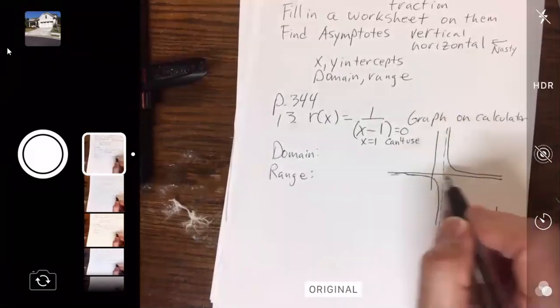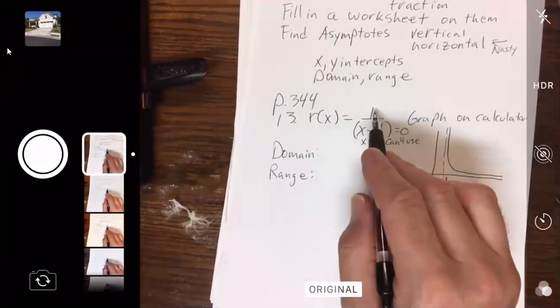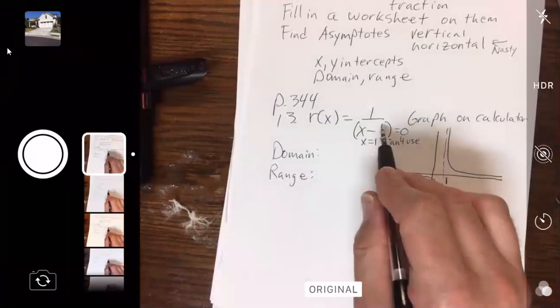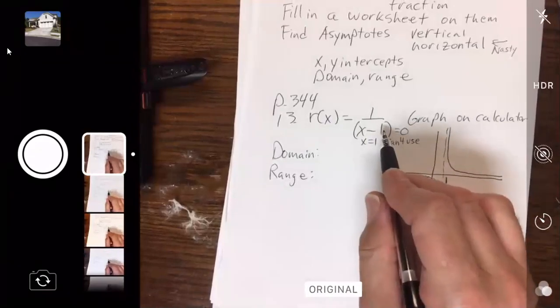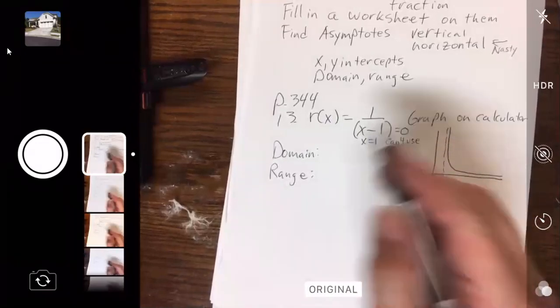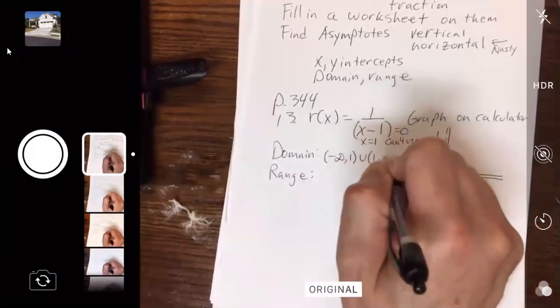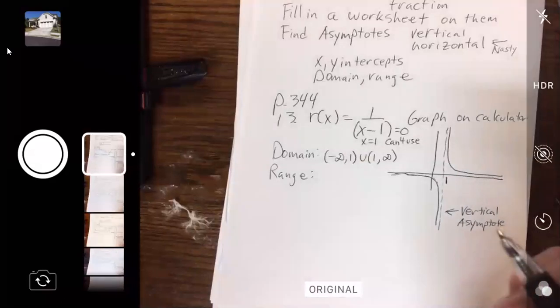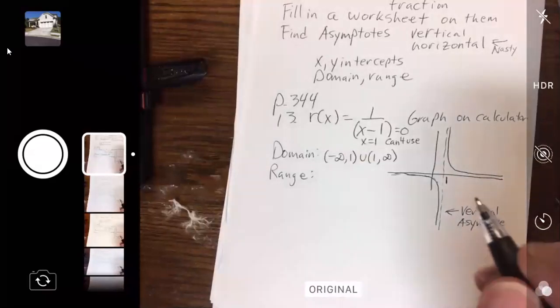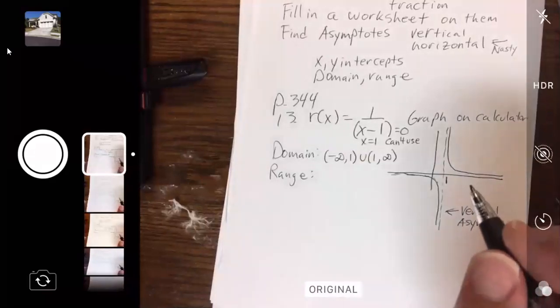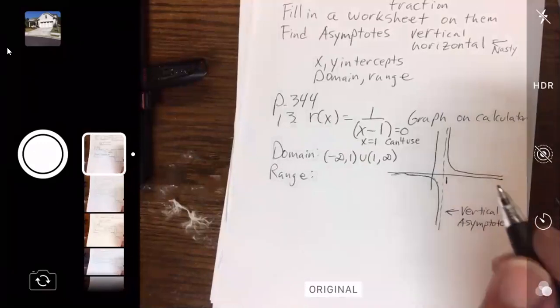So you see how to write this domain? It's basically your fraction problem. You don't really need the graph to write the domain. You can't use 1, so you're going negative infinity to 1, 1 to infinity. Questions about this? Nope. Okay.